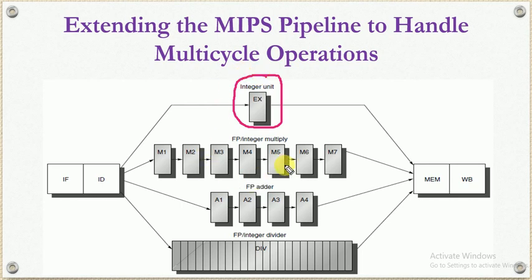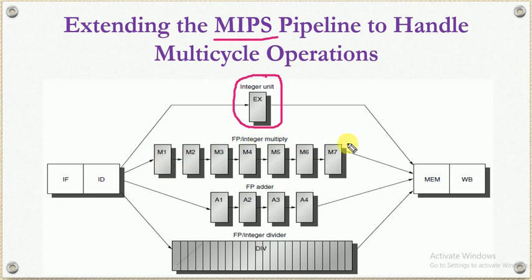So only one integer unit will be available. But for multiplication, in the case of MIPS, we normally use 7 different functional units for doing the multiplication operation. That means the functional unit for multiplication is divided into different stages. That means this can be pipelined. If one particular instruction is in M3, some other instruction can be in M2 or M1. So this multiplication operation can be pipelined.